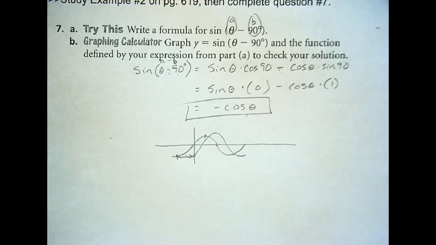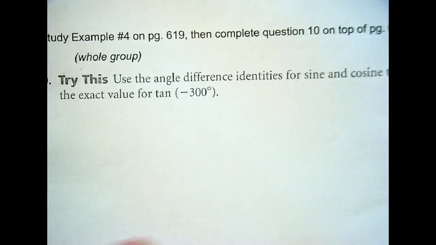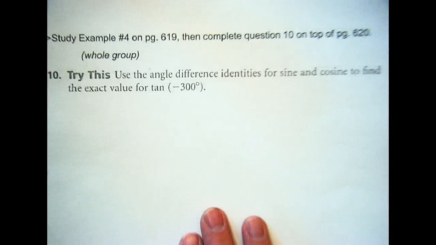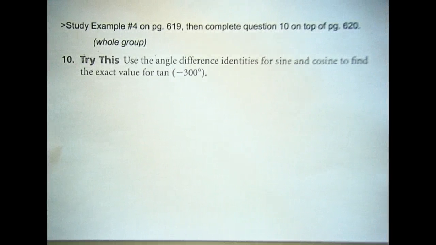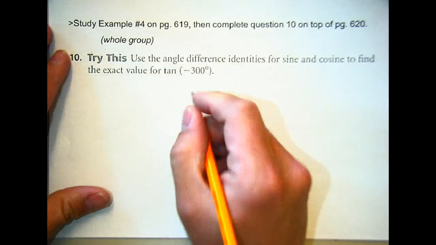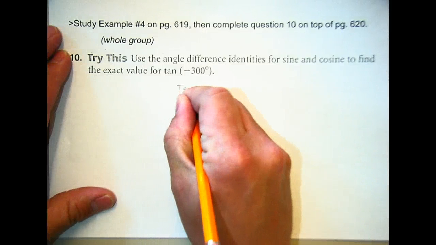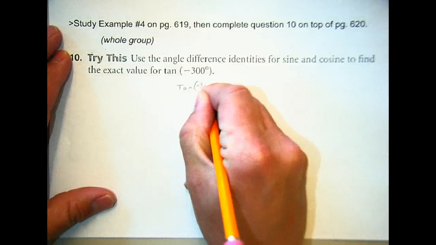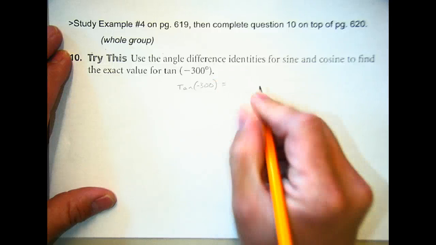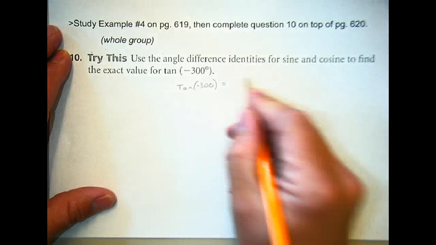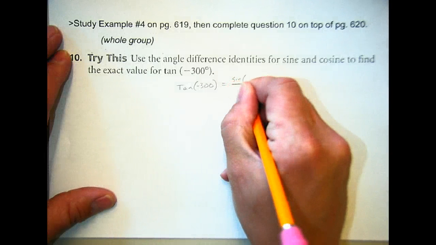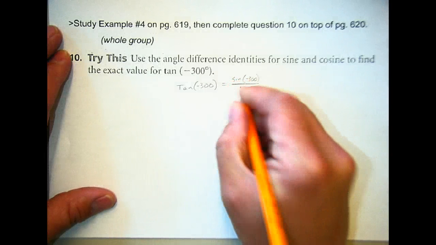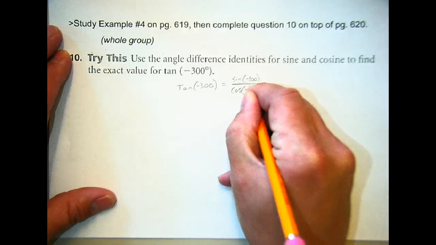All right, let's check out number 10. Last one. This one's tough. You got to persevere. Don't give up. Those of you working on your portfolio pages right now, not doing this stuff, homework's going to be a lot tougher. If you need help, here's your hint. Tangent in terms of sine and cosine is what? Good. Sine over cosine. So that is sine negative 300 over cos negative 300.